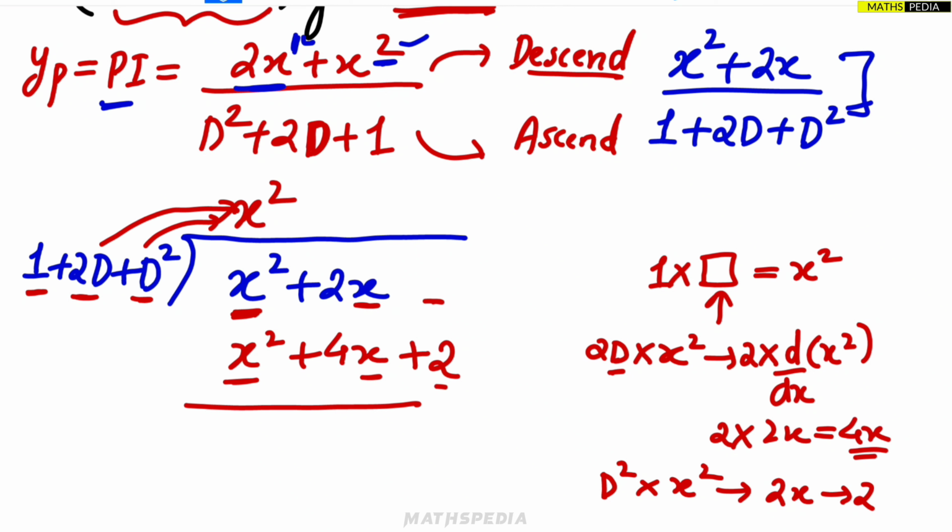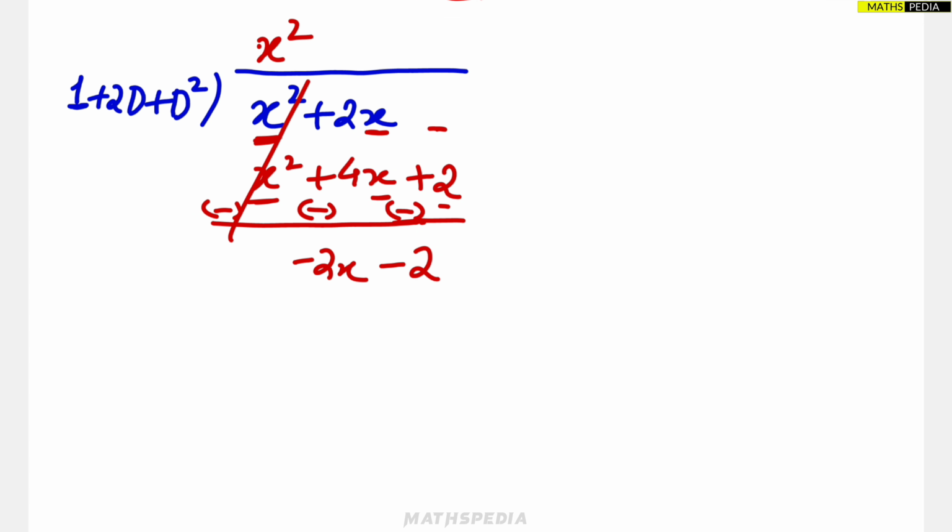Now subtraction, subtract. So x square minus x square is 0. That thing is cancelled. 2x minus 4x is minus 2x. Minus 2, careful. Plus 2 minus 2 is minus 2. Right? Be careful with this one. Signs, be careful. Okay? Now again, second stage will go.